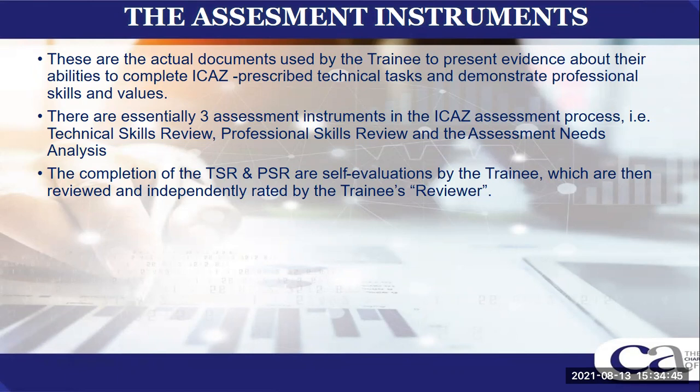So there are 3 main instruments in the ICA's assessment process. That is the technical skills review, the professional skills review, and the assessment needs analysis. The completion of the TSR and PSR are self-evaluations by the trainee, which are then reviewed and independently rated by the trainee's reviewer. So it is important for us to note that the completion of these documents, that is the TSR, the PSR, and the ANA, is the direct responsibility of the trainee.